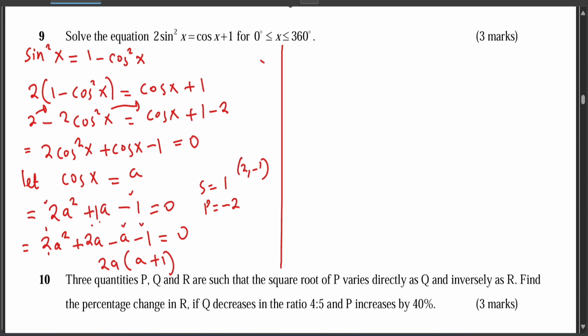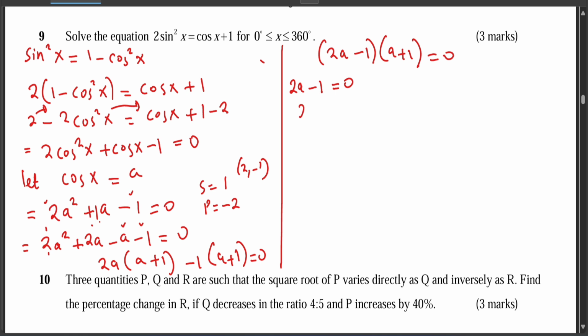Common factor hapa na hapa ni -1. So utaandika a plus 1 equal to 0. So ukileta pamoja, it becomes 2a minus 1 into bracket a plus 1, which is equivalent to 0. So 2a minus 1 equated to 0. So itakuwa ni 2a equal to +1. Therefore a ukidivide na 2, your a will be 1/2. So ile nyingine ni a plus 1 also will equate to 0, so your a ni -1. So these are your 2a's, but bado sijapata x.